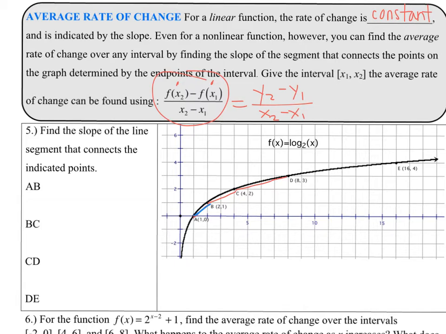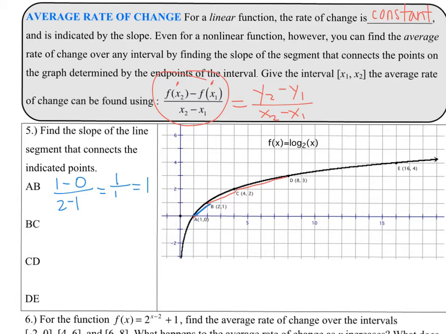Well, the points are (1, 0) and (2, 1), so we find our average rate of change by finding the difference in the y values. So 1 minus 0 divided by 2 minus 1. So we get 1 over 1, which equals 1.